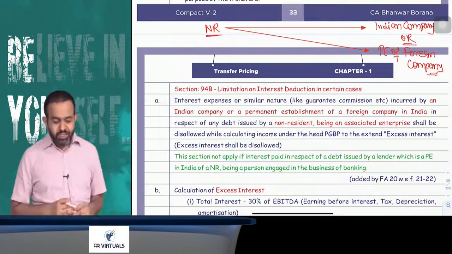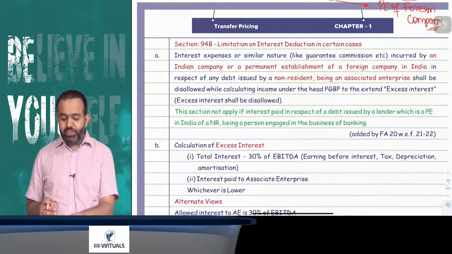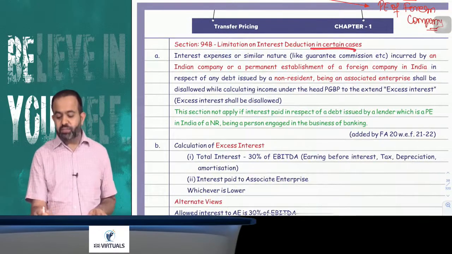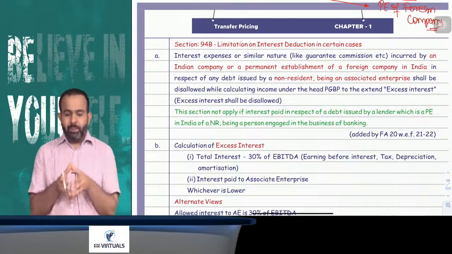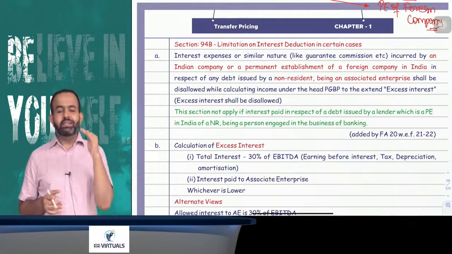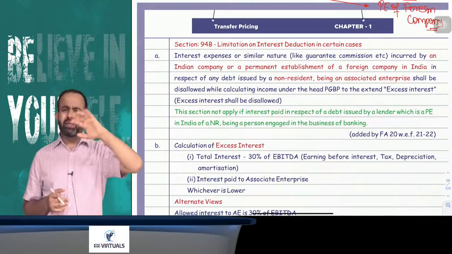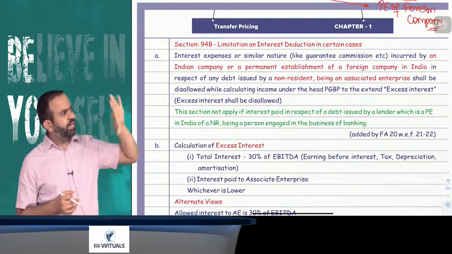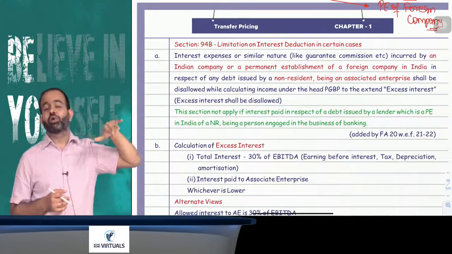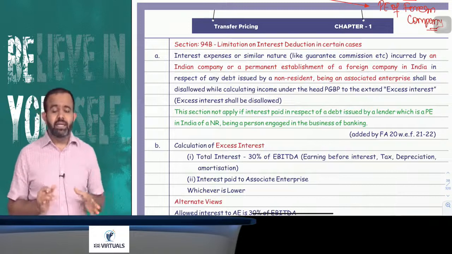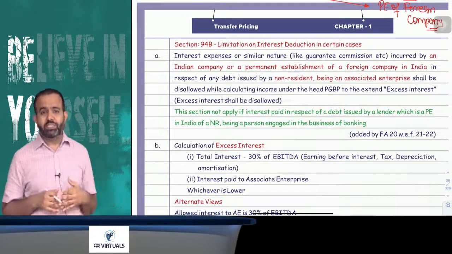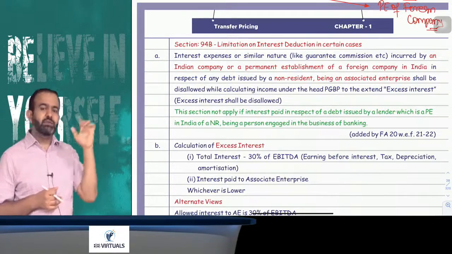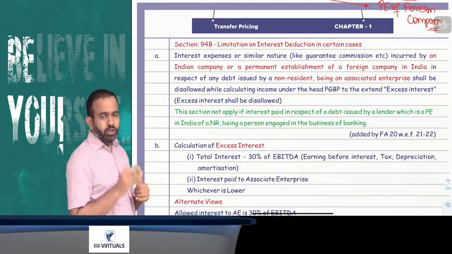The last section is 94B, called limitation on interest deduction in certain cases, also known as thin capitalization, or I can say the interest limit. There is some limit. Your interest paid to the associate enterprise will be allowed only up to 30% of EBITDA. Means whatever you are earning before interest, taxes, depreciation and amortization, on that EBITDA, maximum 30% interest is allowed. So all people just pay attention.